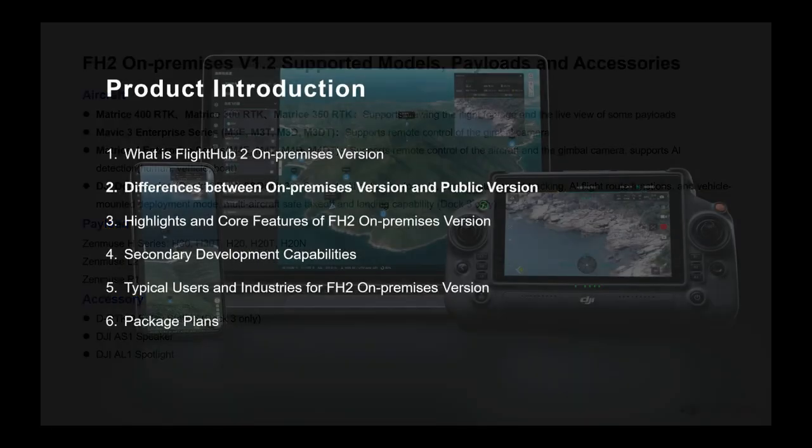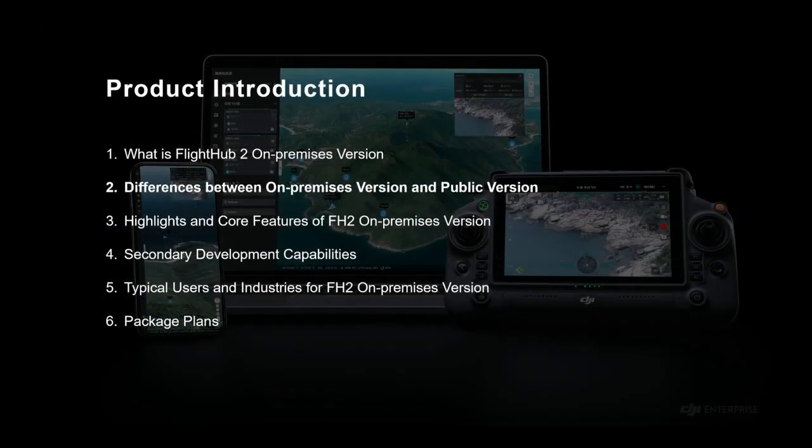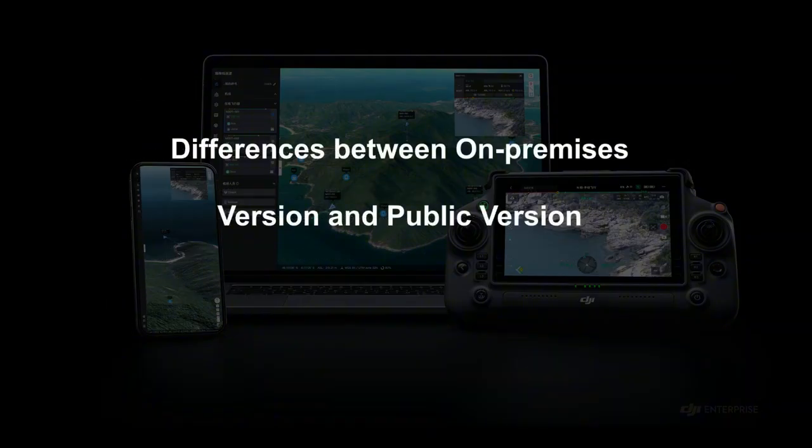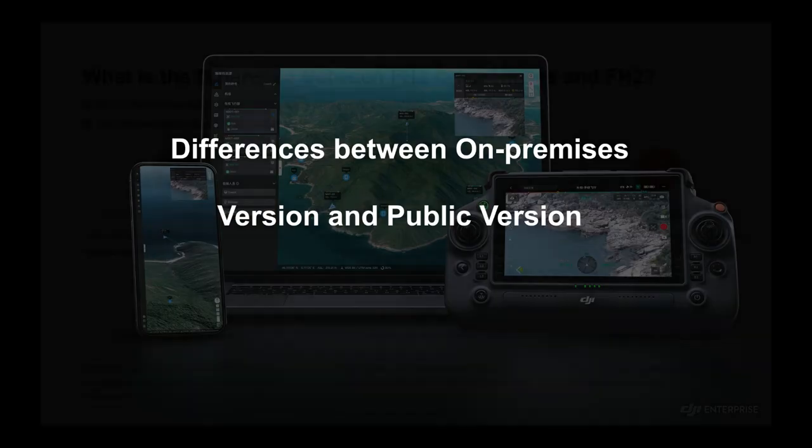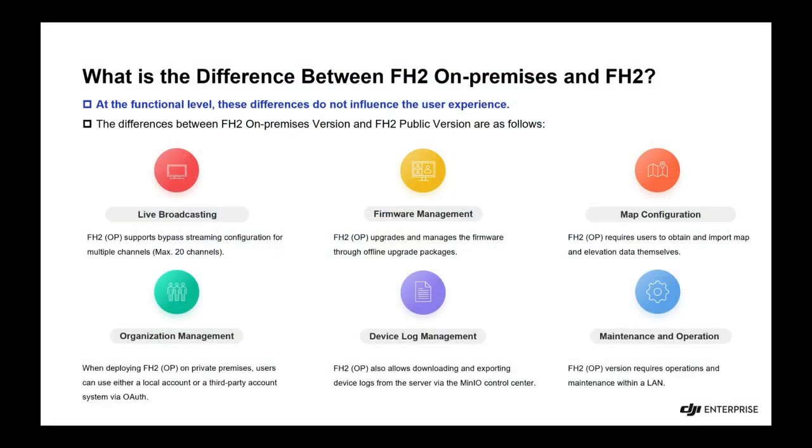Now let's talk about the main differences between the on-premises version and the public version. If you are a user switching from the public version of FlightHub 2 to on-premises, these are some differences you should expect. First of all, since the on-premises version is a service you host in your own environment, there won't be much of a restriction compared to the online version in terms of service quota.